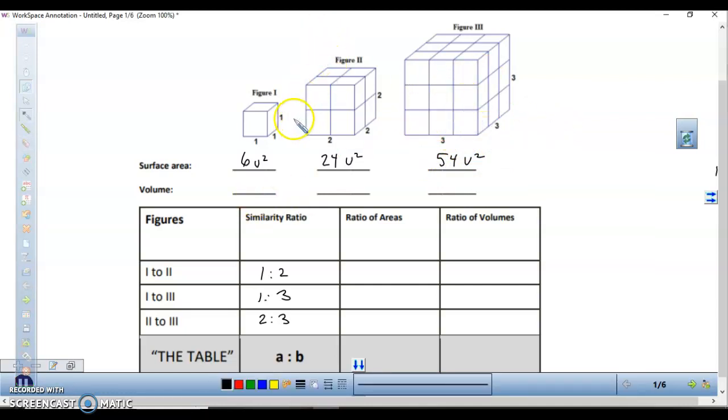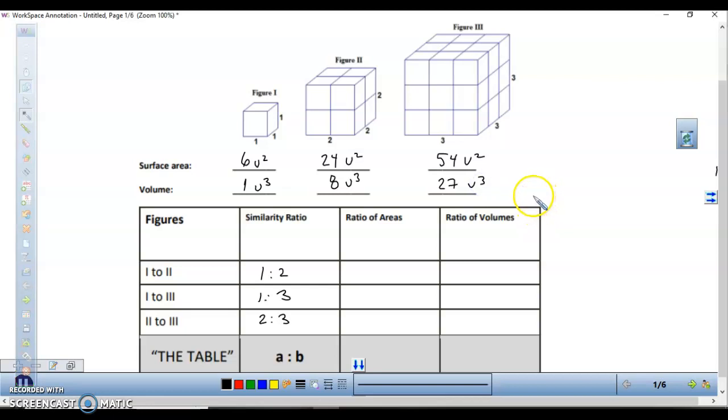Next, the volume. Volume is how many cubic units, so how many 1 by 1 cubes make up each one of these. This first figure is just 1 cubic unit. The second figure, you'll notice there are 4 cubes on the front layer and then 4 cubes on the back layer, which gives me 8 cubic units. And in figure 3, you notice there are 9 cubes on the front, and then a second layer of 9 cubes, and then a third layer of 9 cubes. So it gives me 27 cubic units.